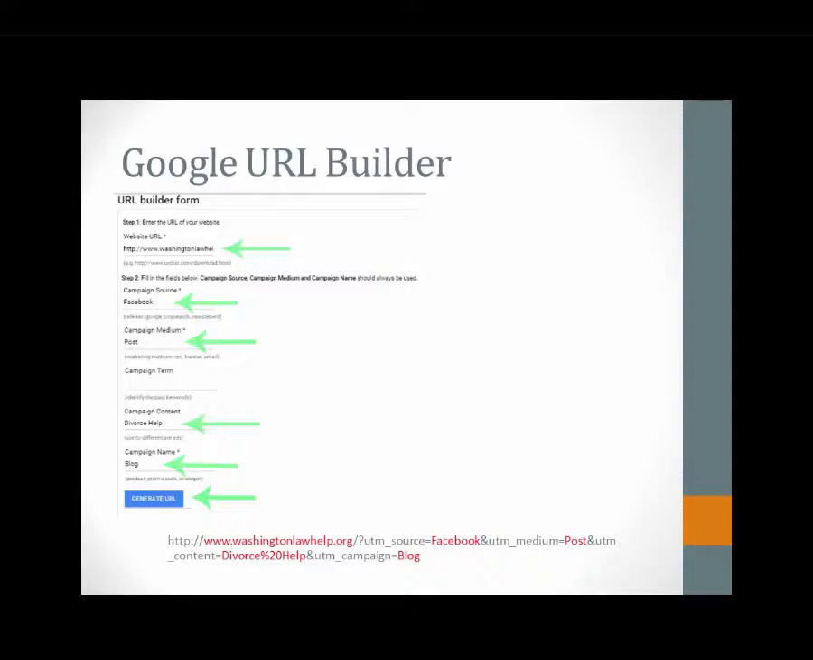You don't just have to use them in your email blast. You can use them on third-party sites. So if you have a partner site, let's say one of the court systems, you could give them a tracking URL so you could better track the traffic that's coming from them.